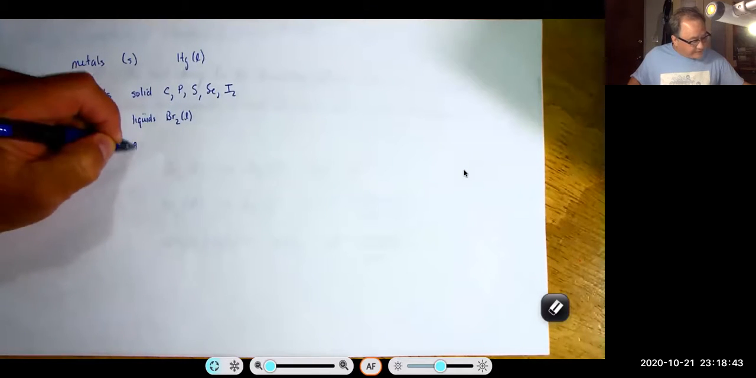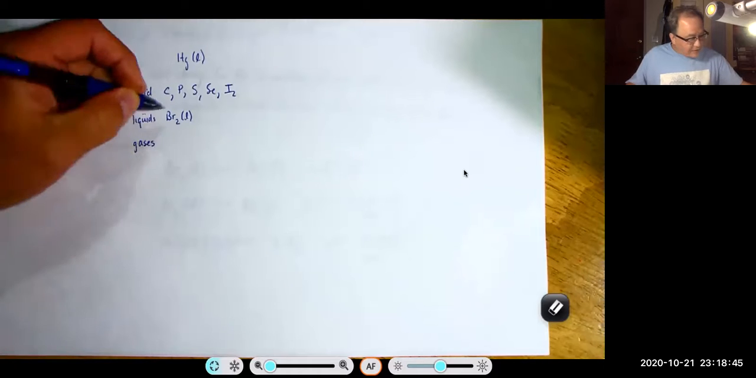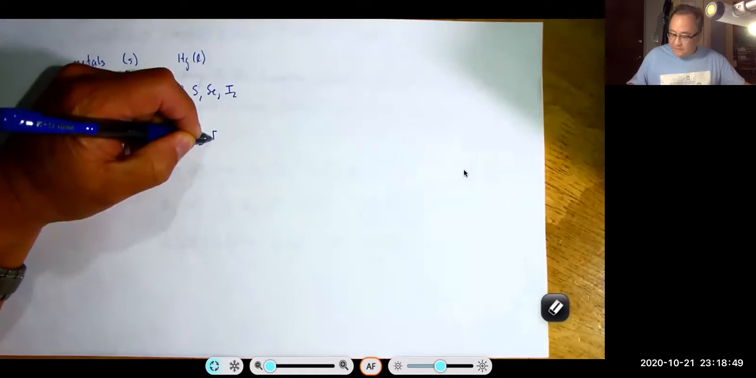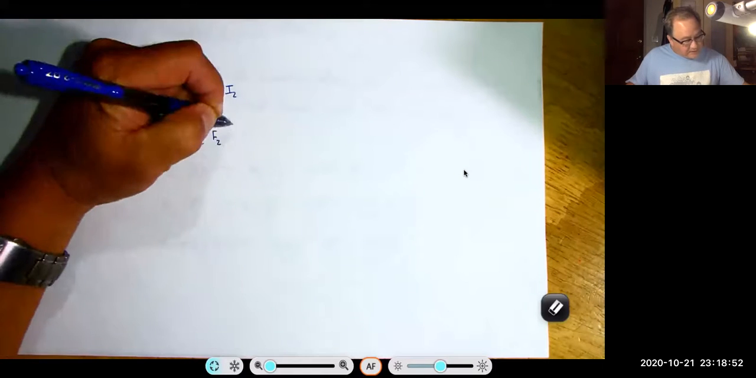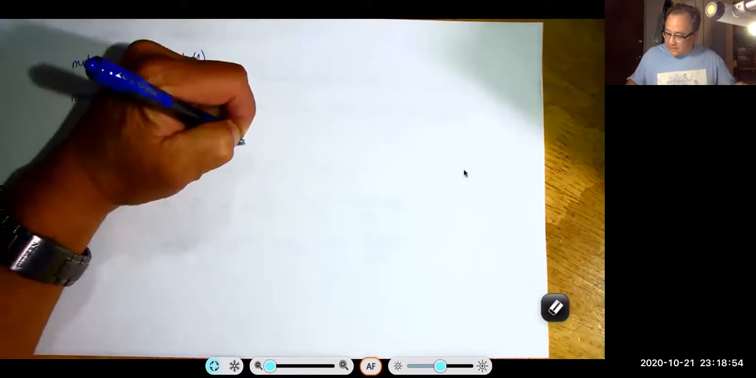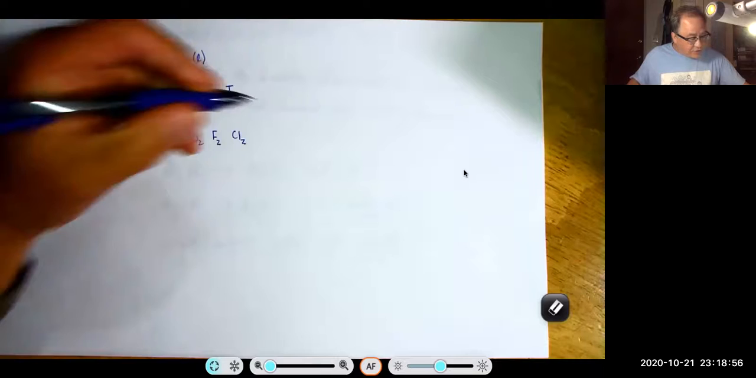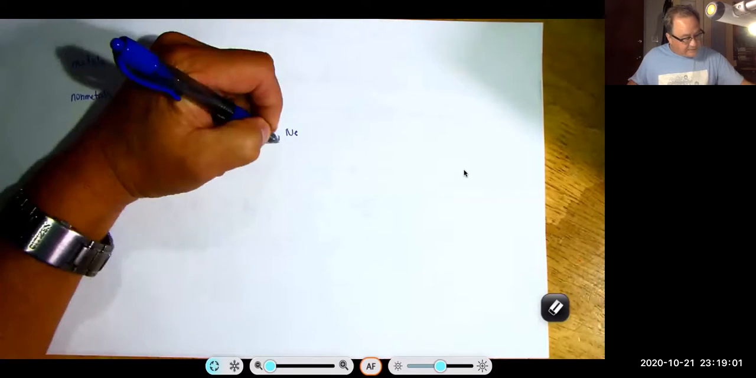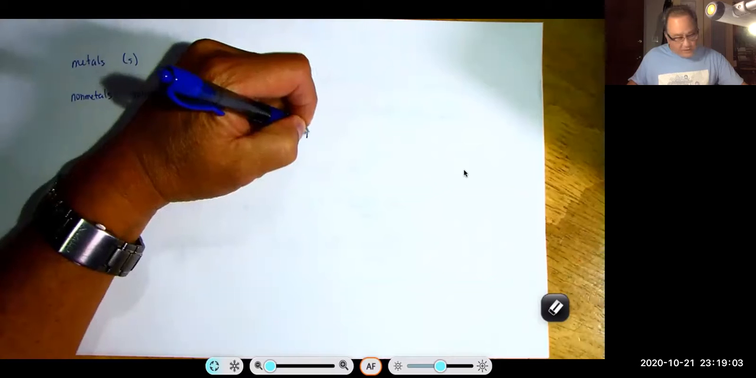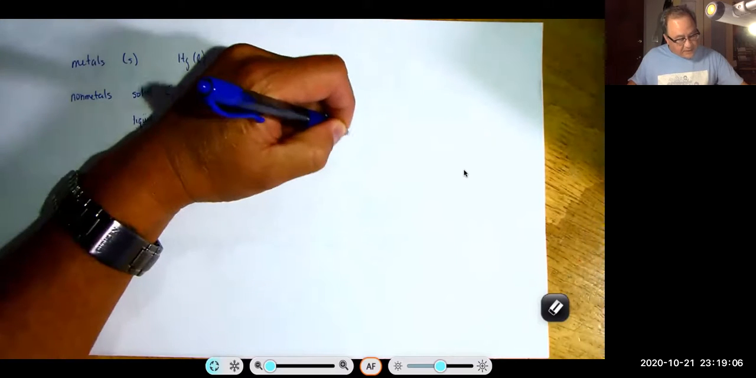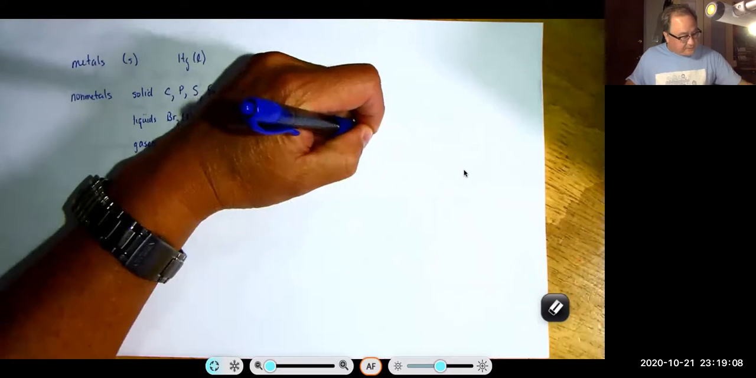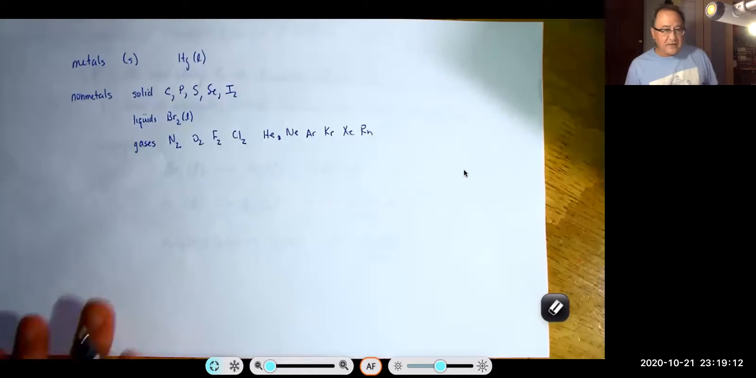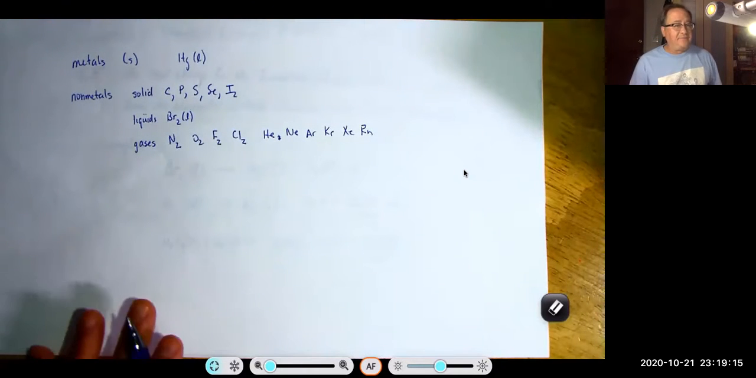They're gases. So that includes nitrogen, which is N2, O2, F2, Cl2, and then, of course, the noble gases: helium, neon, argon, krypton, xenon, radon. So their standard states are gases. So you should know the standard state of all of the elements now.